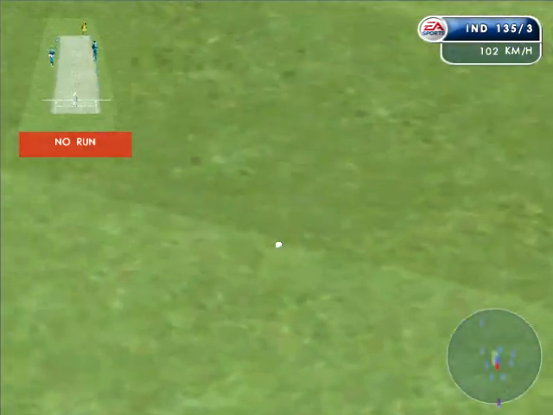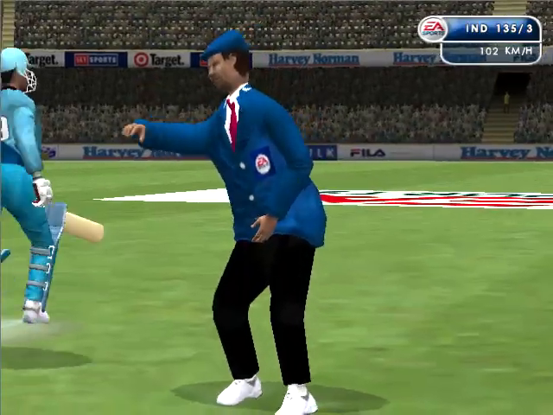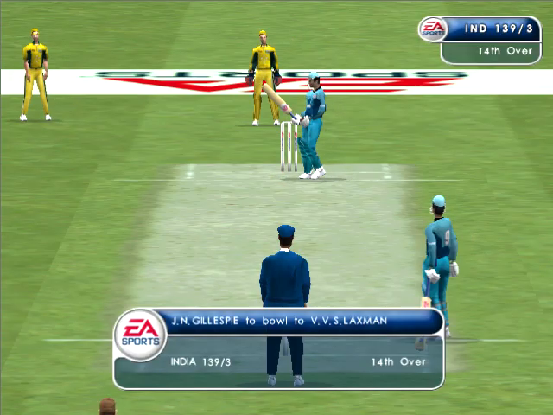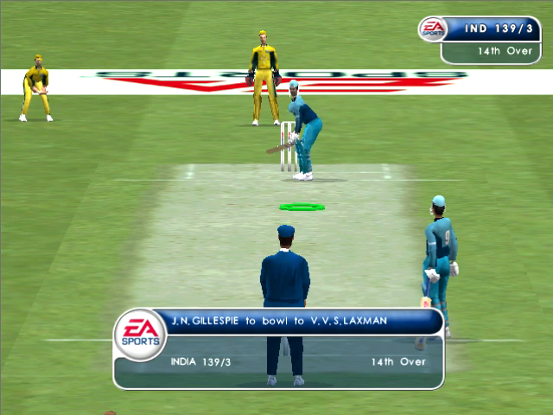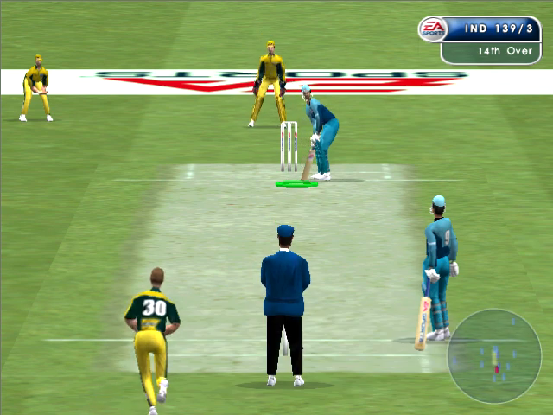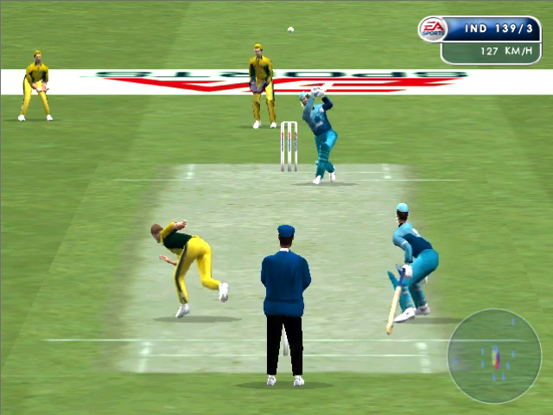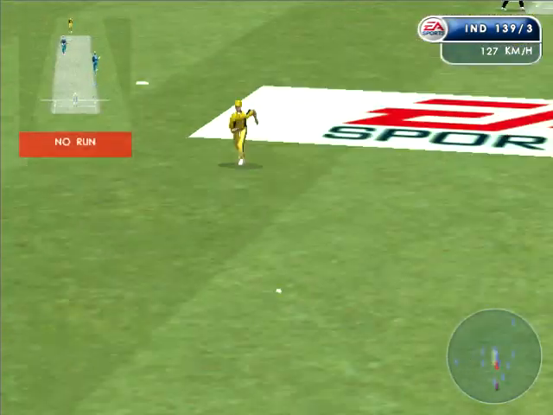That's straight up in the air. That's the first boundary for Agarkar. 22 runs came from that over for India. Gillespie to begin a new over. The required run rate is around 5 an over.